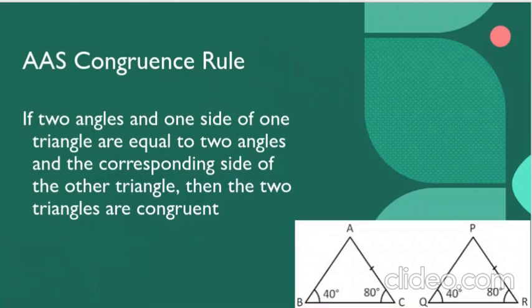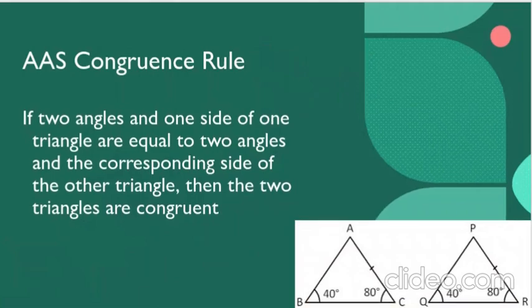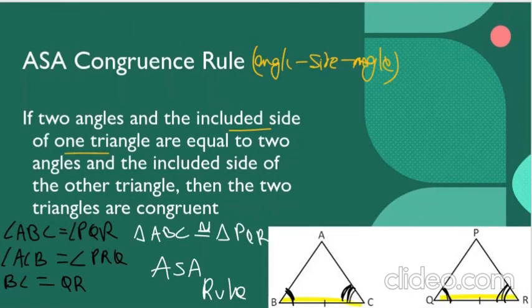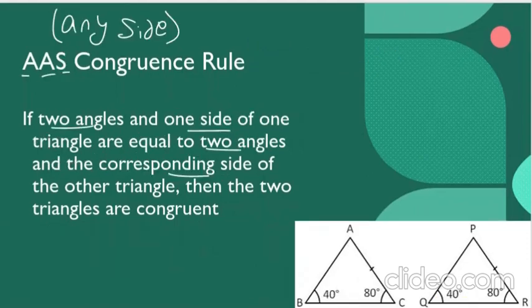Now similarly we have AAS also. What is the difference between AAS and ASA? AAS means angle angle side. That means if I have two angles and any one side of one triangle equal to the two angles and the corresponding side of the other triangle, then the two triangles will be congruent. So in AAS, I can take any side, but that side should be in the other triangle also. Whereas in ASA, I can take only the in-between one, only the specific one.